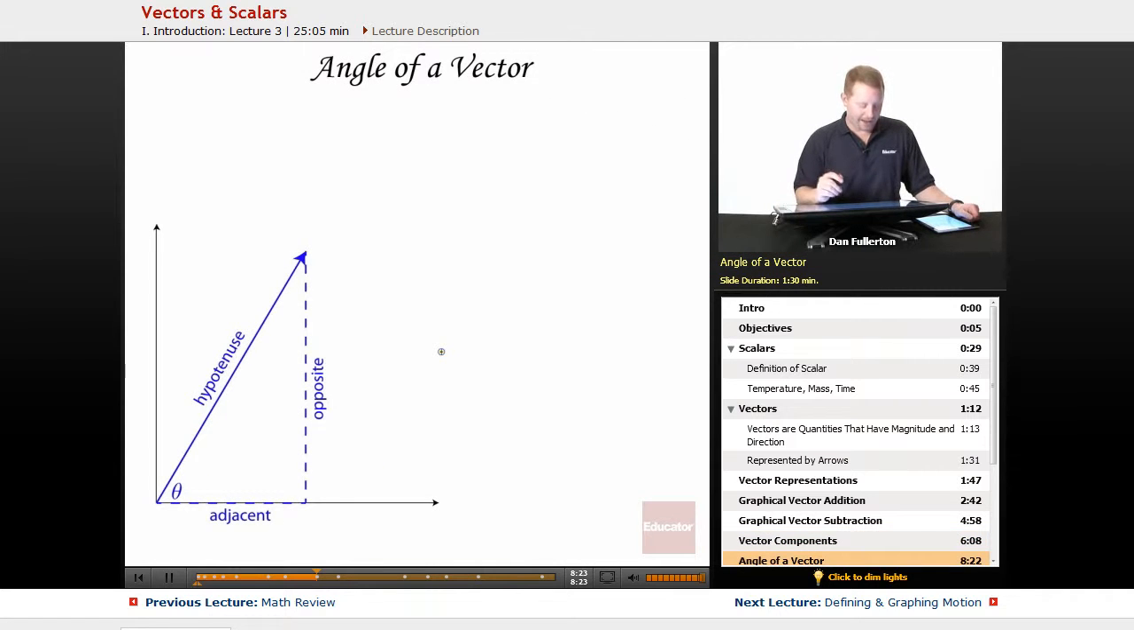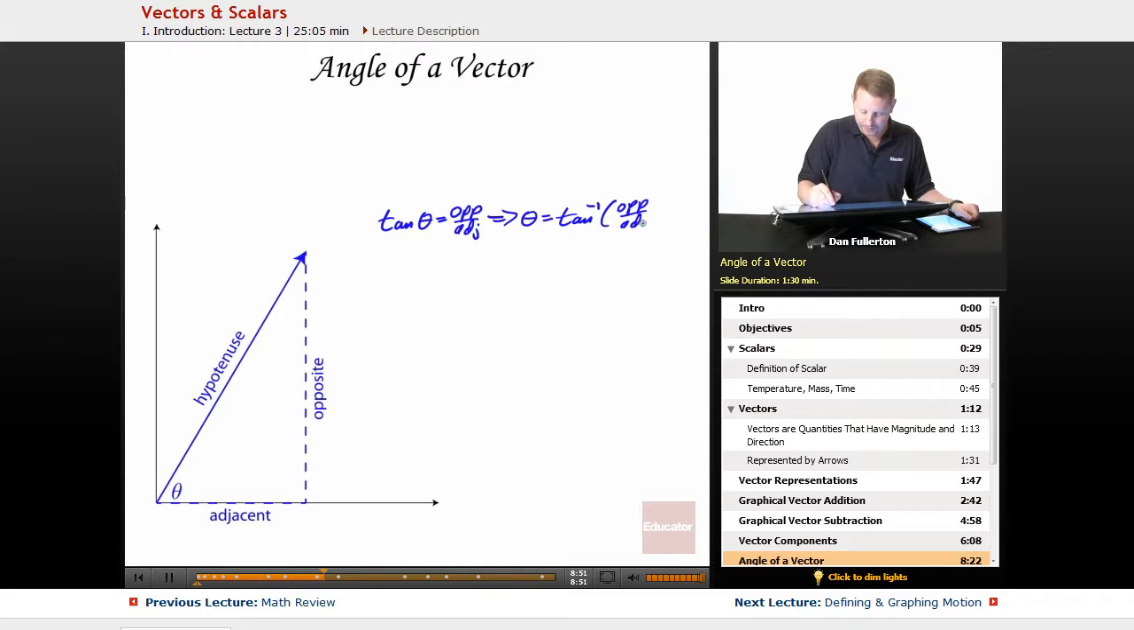We could also go back to finding the angle of the vector. If we know two of the three sides of these triangles, if we know both of the components, we can find the angle. If we know the hypotenuse and the opposite, we could find the angle. How do we do that, though? Well, let's go back to our trig functions. Tangent of theta equals the opposite over the adjacent side. Therefore, theta must be the inverse tangent of the opposite side divided by the adjacent side.